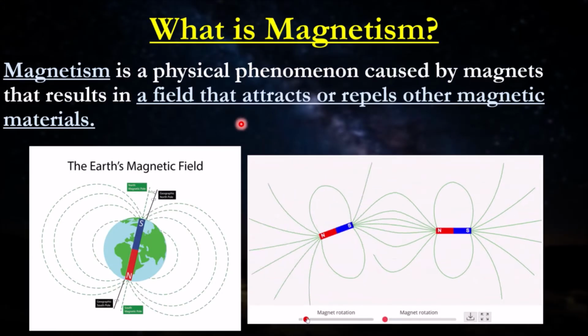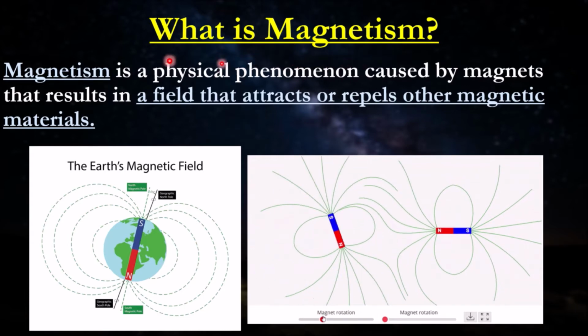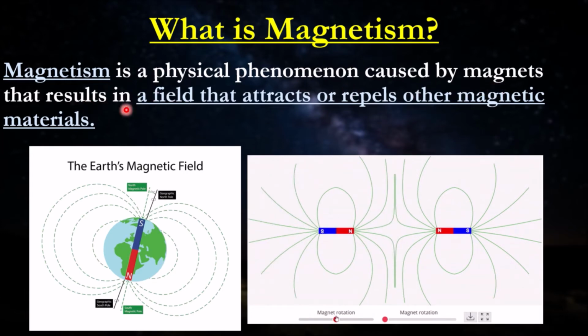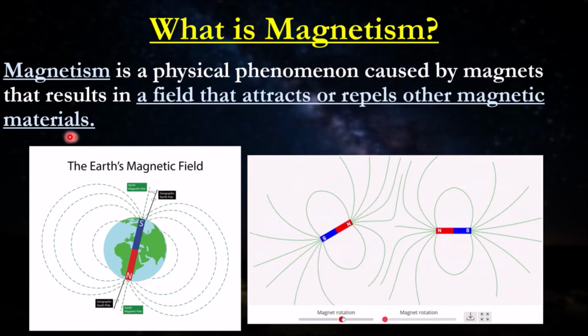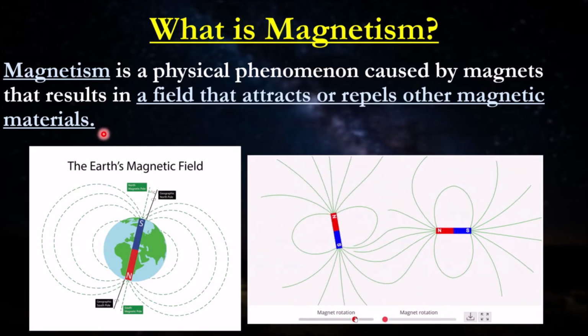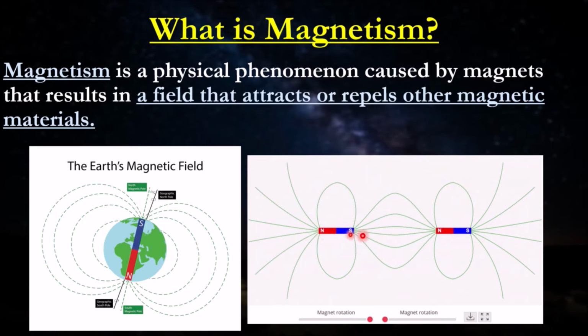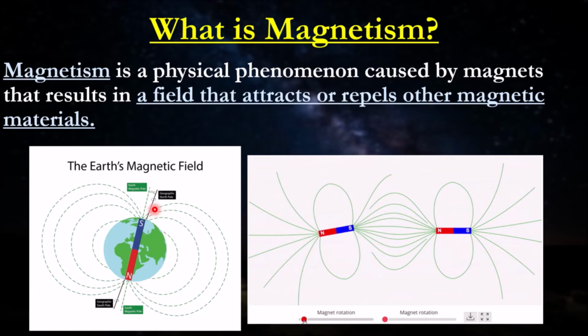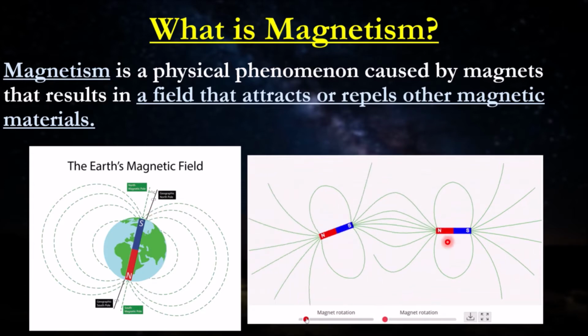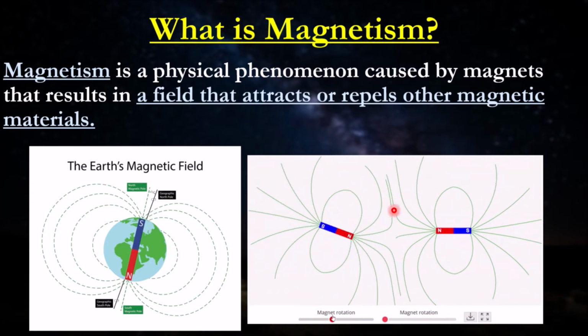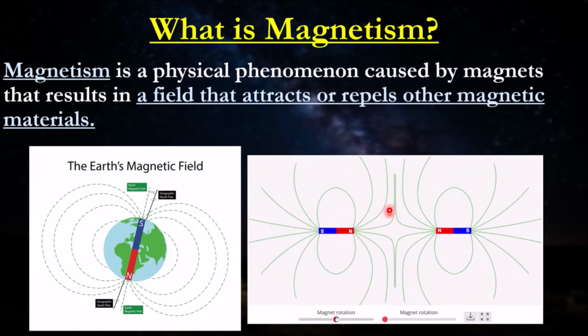So, let's firstly start. What is magnetism? Now, magnetism is a physical phenomenon caused by magnets that results in a field that either attracts or repels other magnetic materials. Examples of where we can see interactions of magnetism: you have two bar magnets. As you can see, if we have an attraction, the magnetic fields join together. If there is repulsion, you can see there's an isotope line forming there.